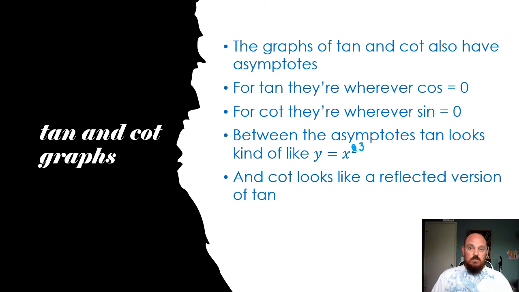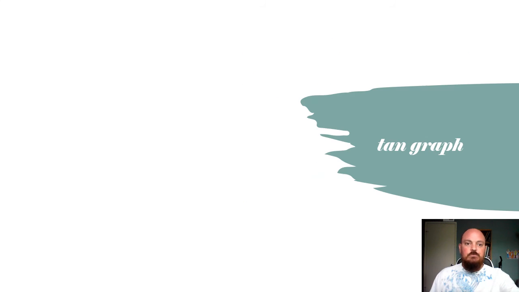And cotangent is the exact same, but it's been reflected. So it goes up in the opposite direction and down in the opposite direction. And I'll give you a quick sketch of these two, just like I just did for secant and cosecant. So let's start with our tangent graph.